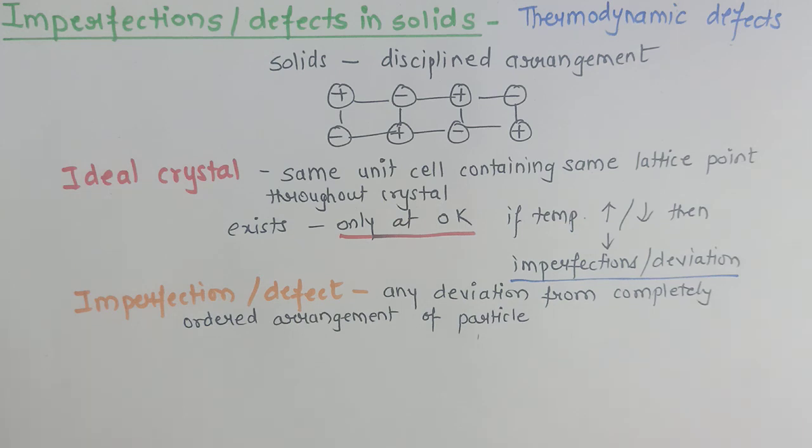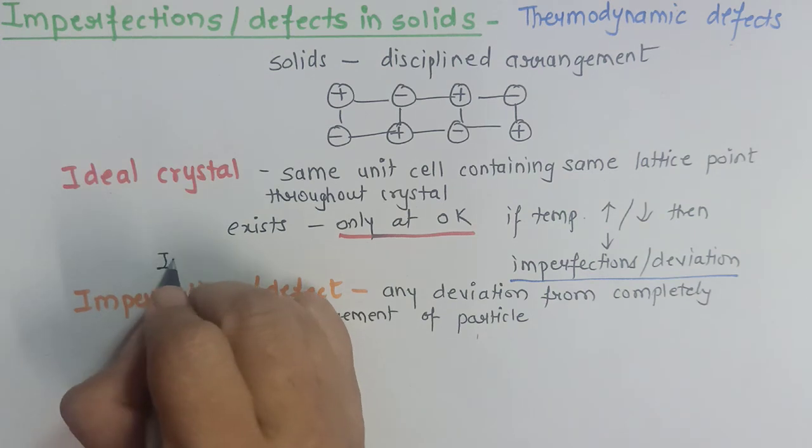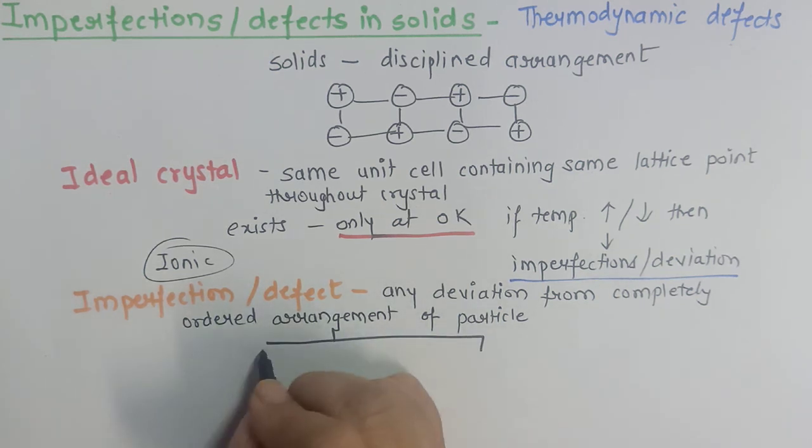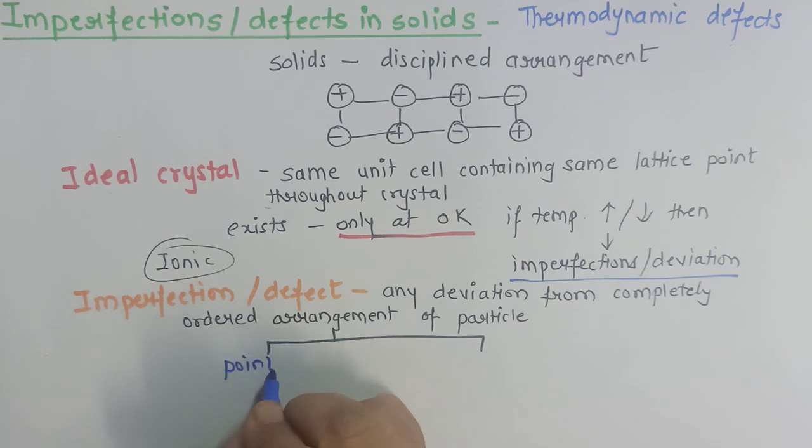So what is the deviation? Either an extra cation or anion may be present, or a cation or anion may be absent, or any foreign particle will be present. Now there are various types of solid: molecular solid, ionic solid, covalent solid, and so on. But we will be discussing these imperfections or defects only for ionic solids. Imperfections in solids are of two types. One is point defect and another is line defect.